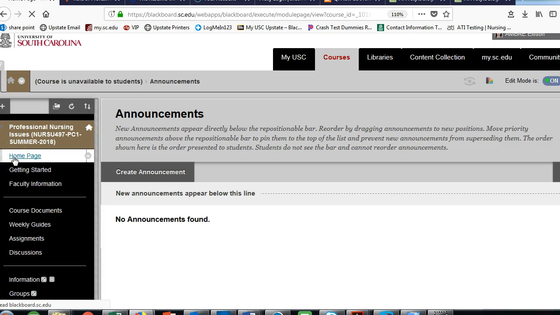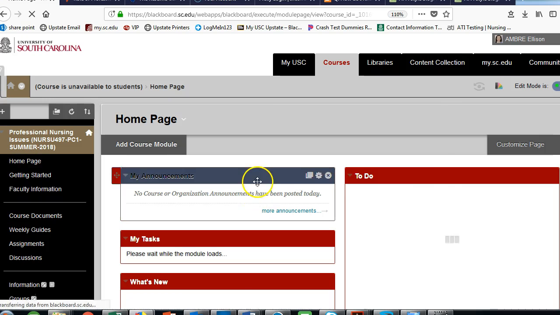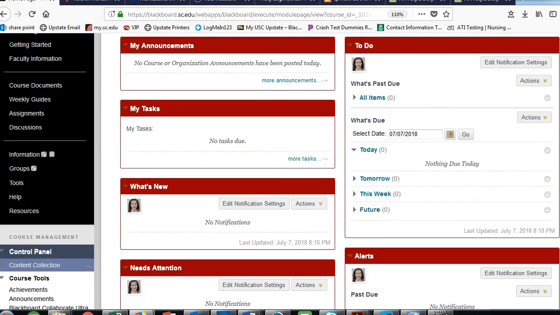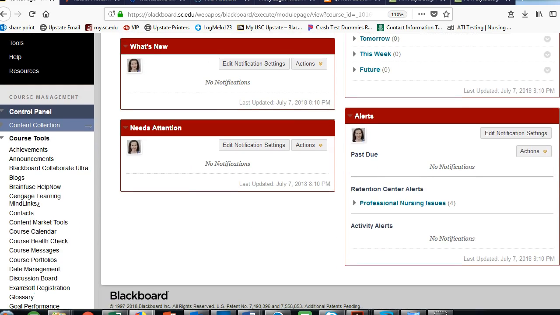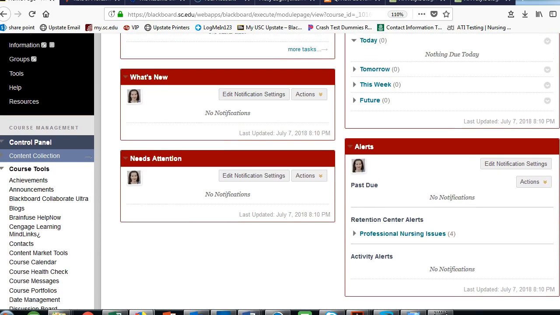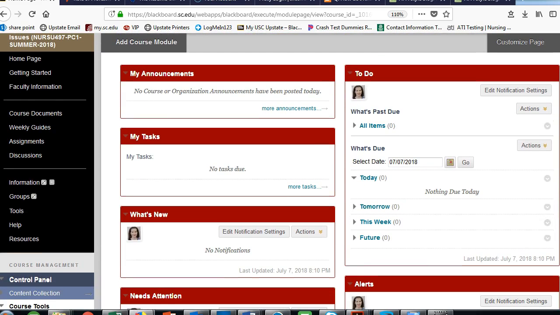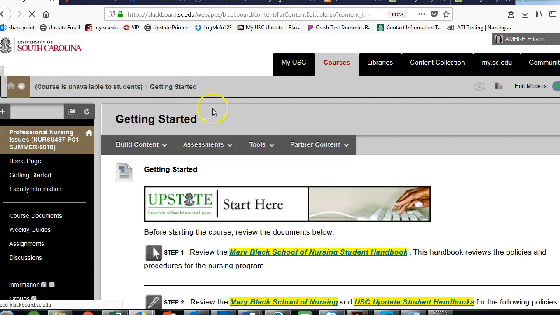However, all announcements will be emailed to you also, and you should get notifications. The homepage also has any alerts and anything that's past due on it, your tasks, all those things. Then you have the Getting Started page.